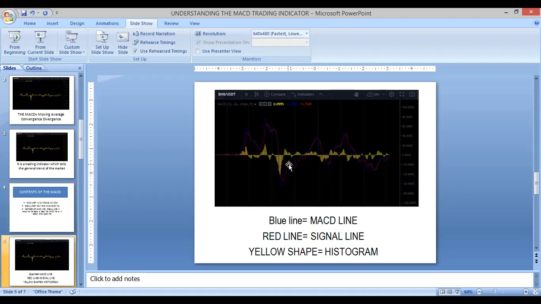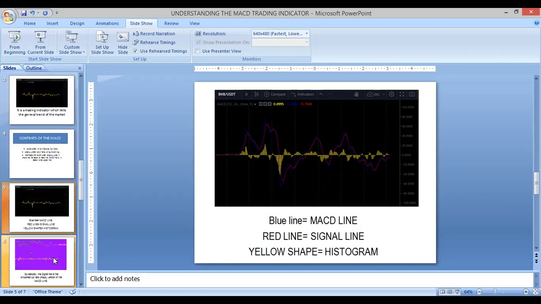And then this is the MACD here. The blue line represents the MACD line. The red line represents the signal line. And then this yellow shape is called the histogram. It doesn't mean that this is naturally how it is. On your own platform, you could decide to configure it to suit you. You could decide to change each of these colorations the way you want it. You can see how it's done when we get to that live section.